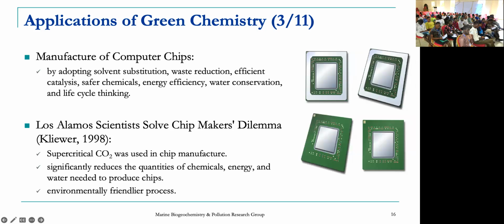Green chemistry has played a significant role also in revolutionizing the manufacturing processes of computer chips, also known as integrated circuits. The semiconductor industry, which produces computer chips, has adopted various green chemistry principles and sustainable engineering practices to reduce environmental impact, minimize waste, and improve energy efficiency throughout the manufacturing lifecycle.